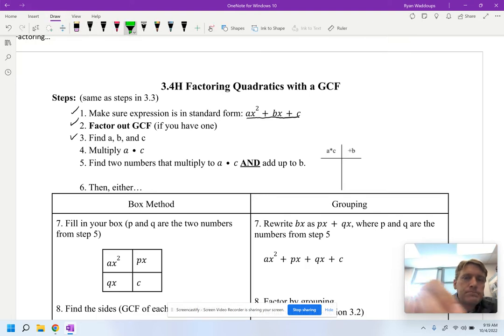A is the coefficient of the x squared term. B is the coefficient of the x term. It's just the number that comes before the x. And then C is typically a constant. And so step 4 is you multiply A times C. And step 5, find two numbers that multiply to A times C and that add up to B.